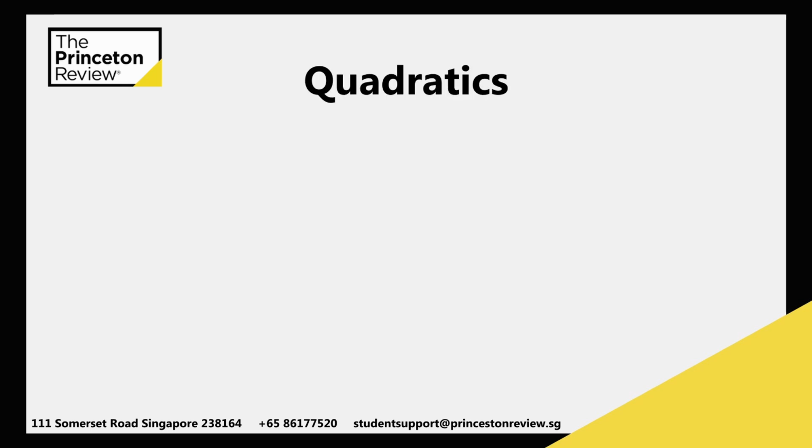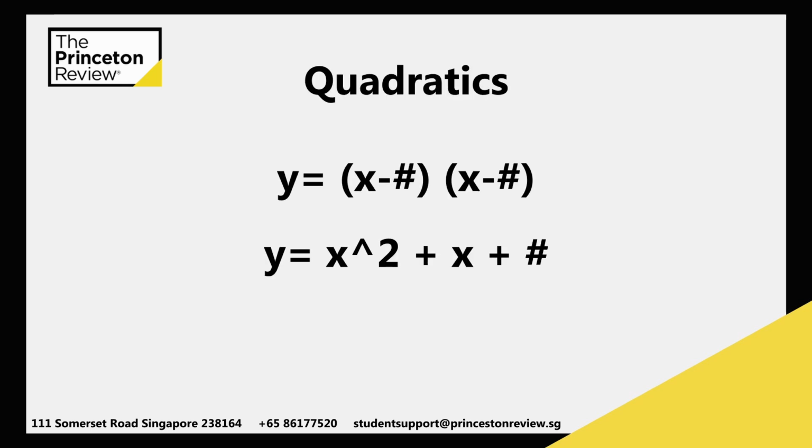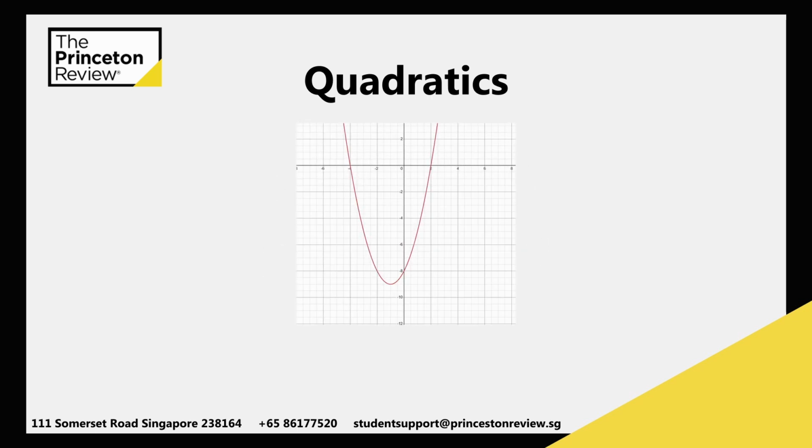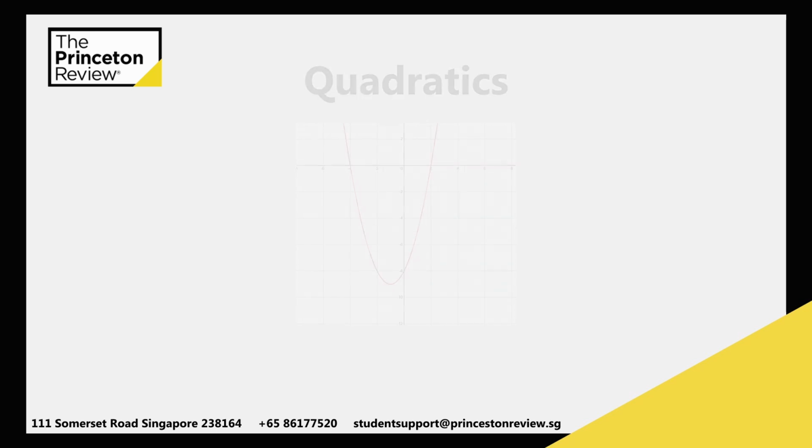Quadratics are represented usually by either one of these 2 forms: y equals (x minus a constant) times (x minus a constant), or y equals x squared plus x plus some constant. They usually have a vertex, which is either the top or bottom of the quadratic curve.